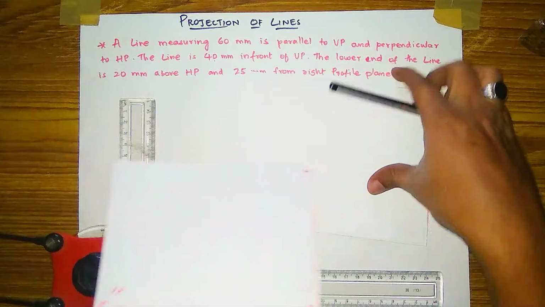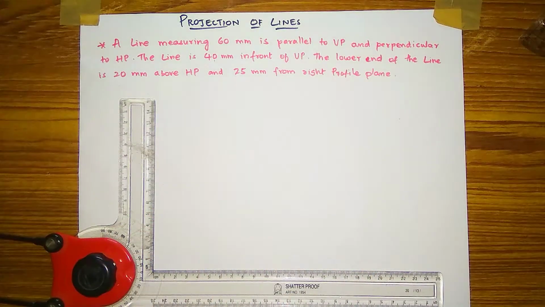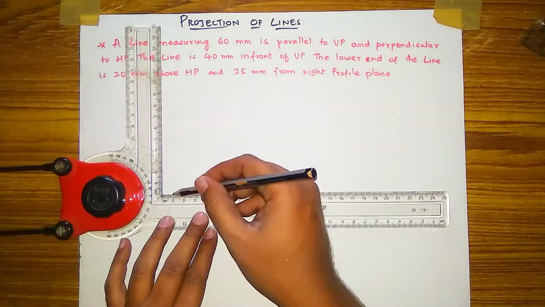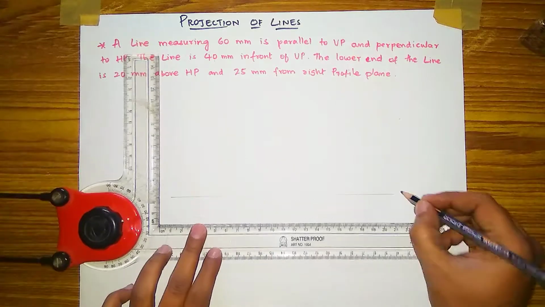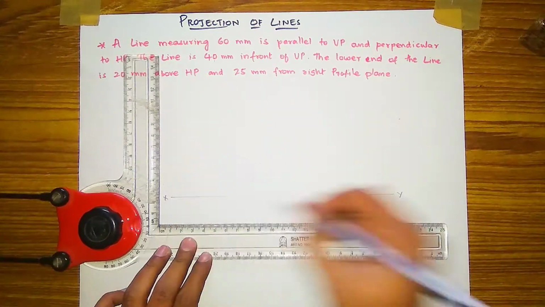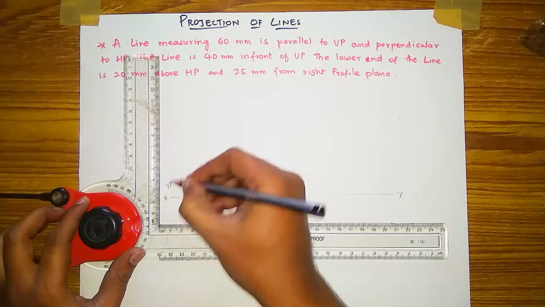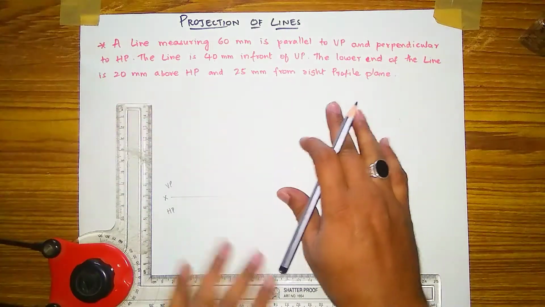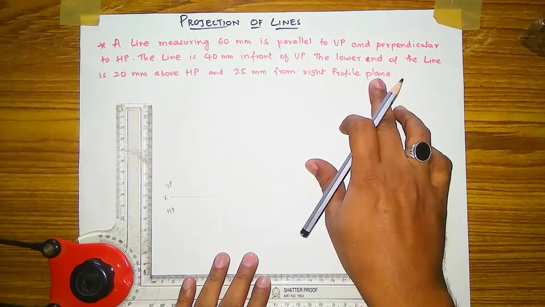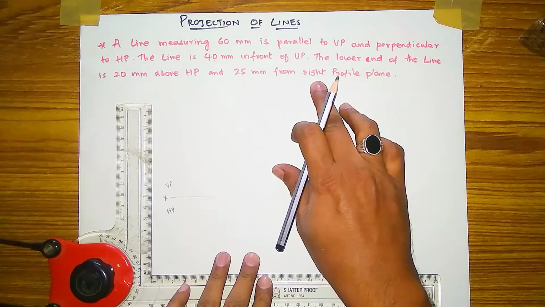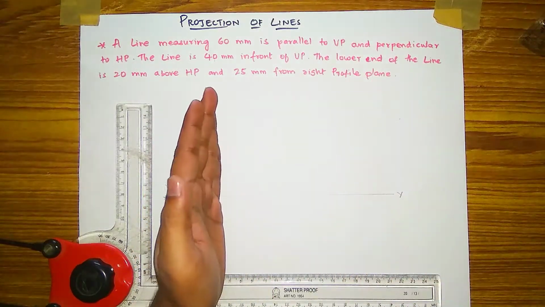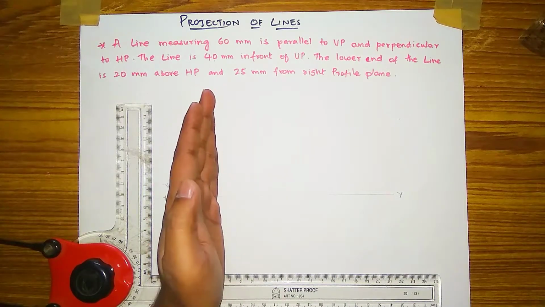So how to draw this, I am going to explain in detail, so watch my video till the end. First we have to draw an XY line like this. This will be X and Y, this is the vertical plane, and this is the horizontal plane. As said in the question, you have to see which profile he has given, that is the right profile plane. The right profile means you have to start your solution from the left. So you have to start from here.